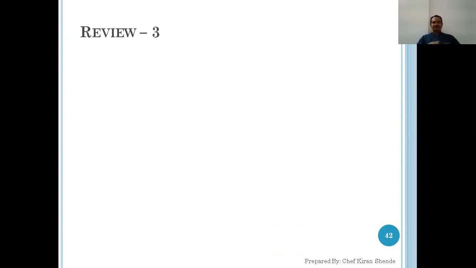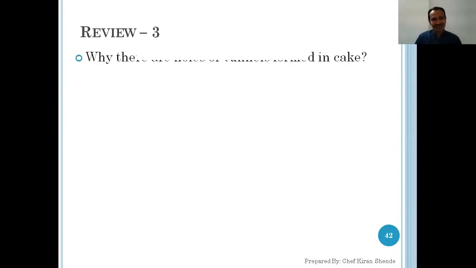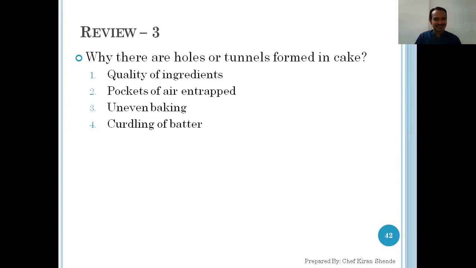Okay, now on this very note, we have come down to the last review or last quiz of today's understanding. So the quiz question is, why are there holes or tunnels formed in the cake, and the options are displayed in front of you. Quality of ingredients, pocket of air entrapped, uneven baking, or curdling. So what could be the probable reason? Yes, the probable reason is serial number 2, pocket of air entrapped.